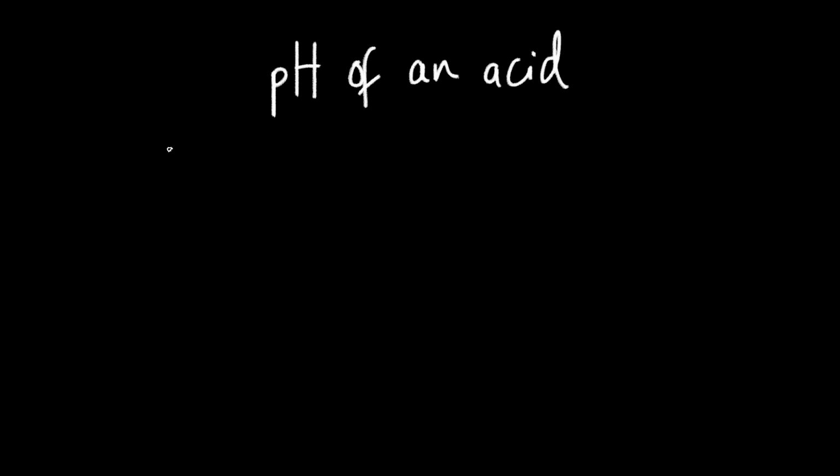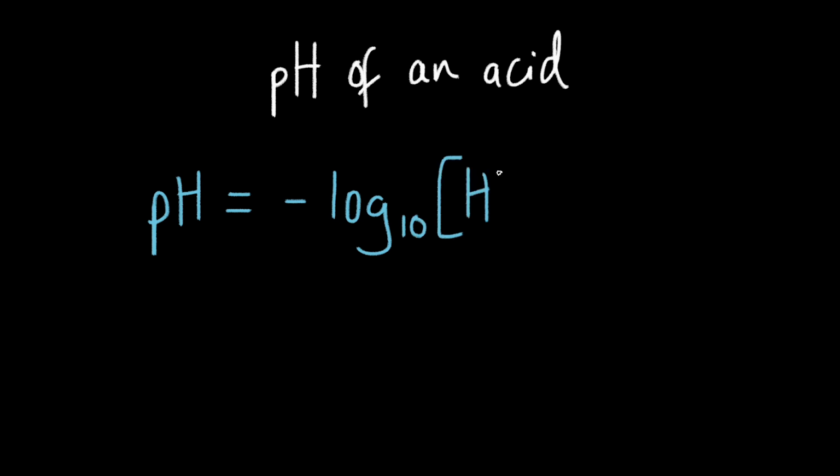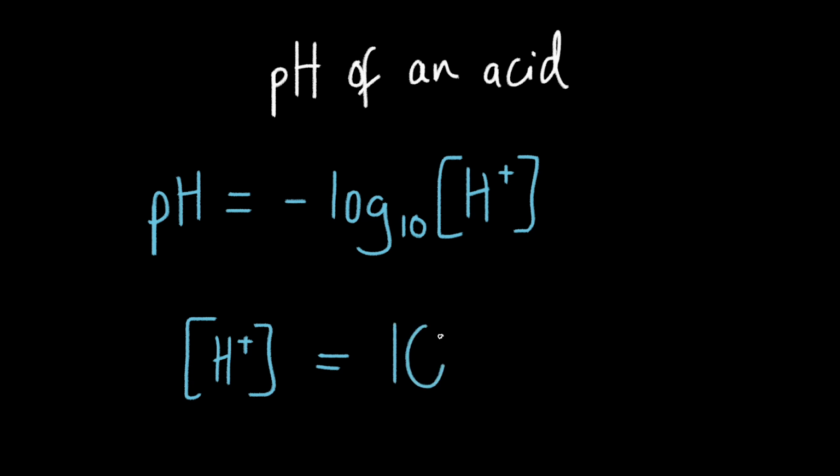In this video, we're going to be looking at how to calculate the pH of an acid. So you may have come across this equation, pH equals minus log to the base 10 of H+ ion concentration. If you were to rearrange this, you would get H+ ion concentration is equal to 10 to the minus pH. So that's what this log to the base 10 means.